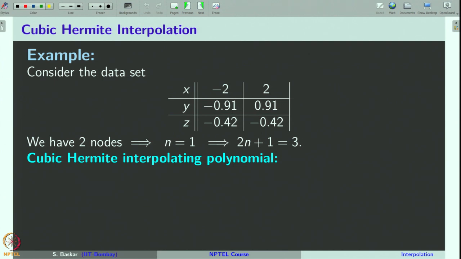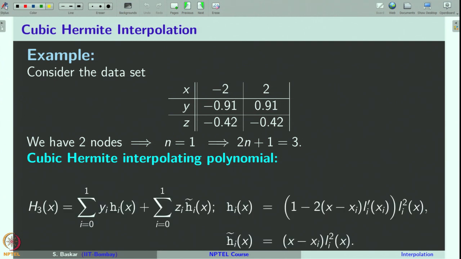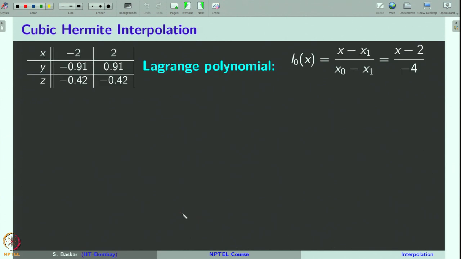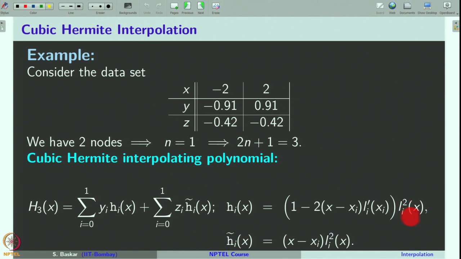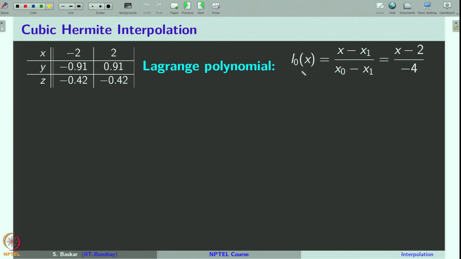Let us recall the formula for H3 from our theorem. H3 is given like this, where now we have n is equal to 1, and hi and hi tilde are given as they are in the theorem. To compute the cubic Hermite interpolating polynomial, we first have to find hi and hi tilde, and then we can write them in this form. Remember, in order to find hj and hj tilde, first we have to find the Lagrange polynomials. Therefore, we will start with computing the Lagrange polynomials.